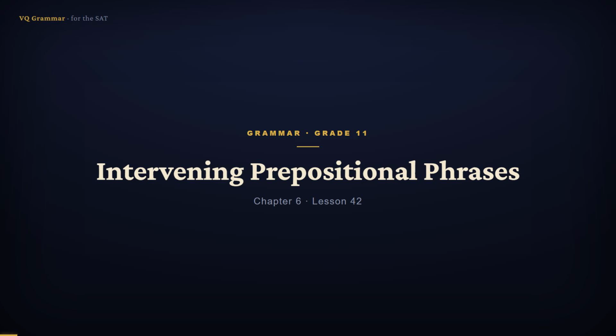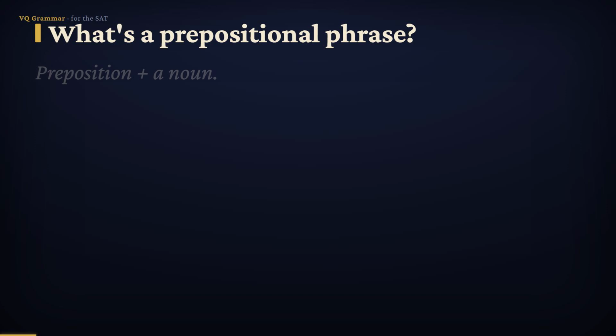Last time, we saw that words can sneak between a subject and its verb. Now let's zero in on the most common culprit, the prepositional phrase. Last lesson, we met the trap. This lesson, we master it. The culprit is almost always a prepositional phrase.